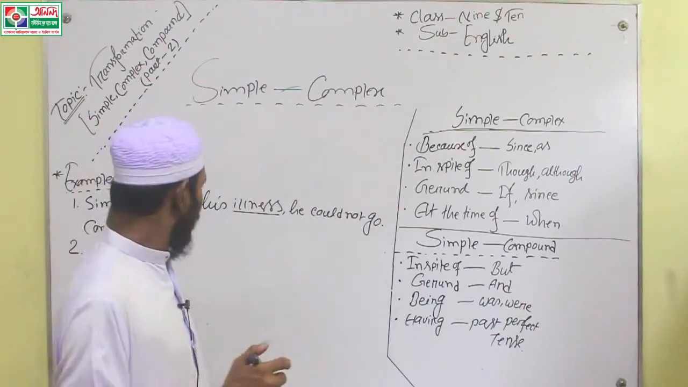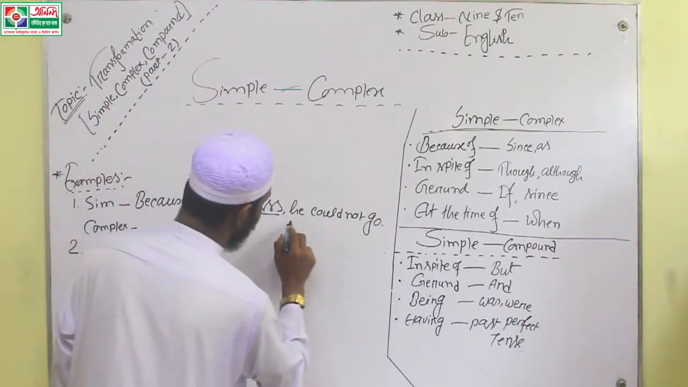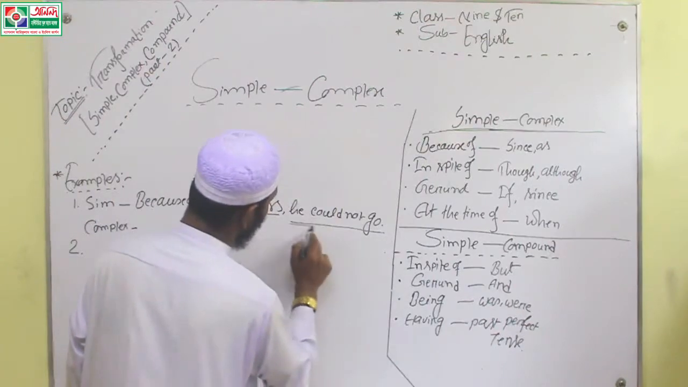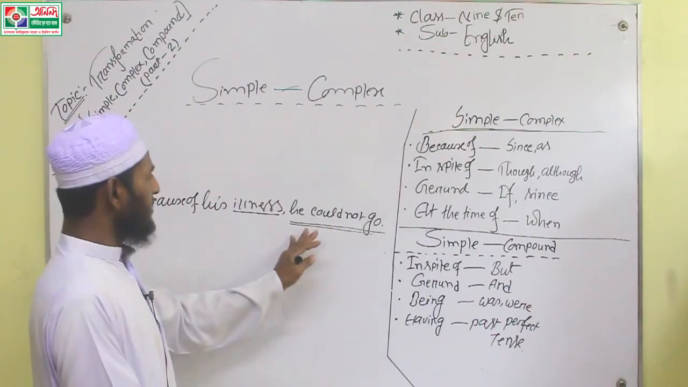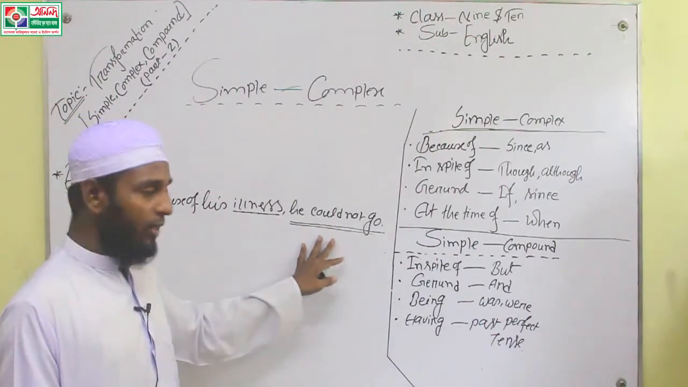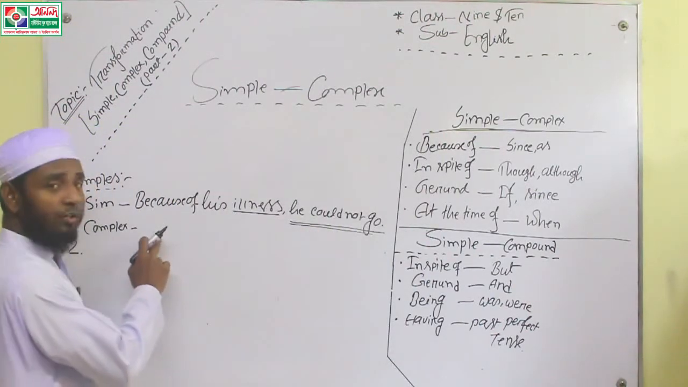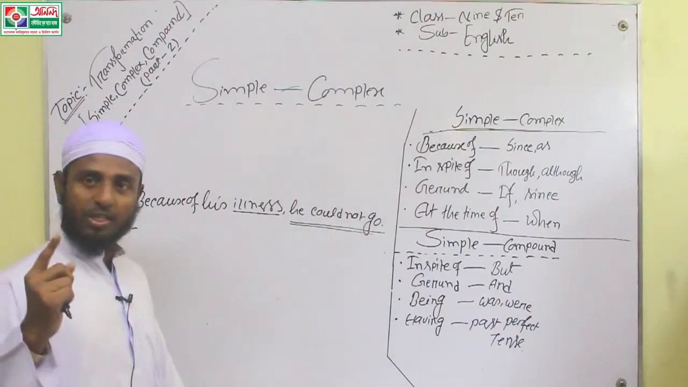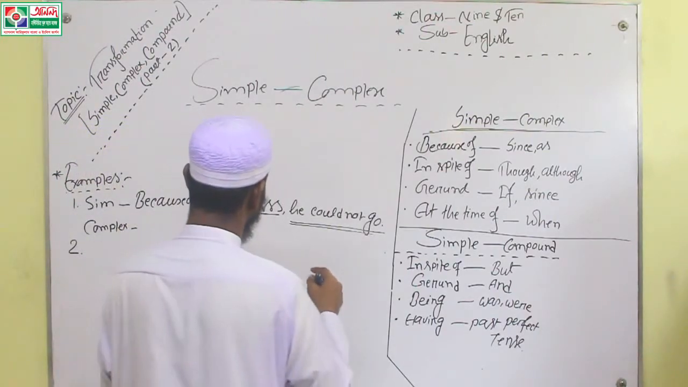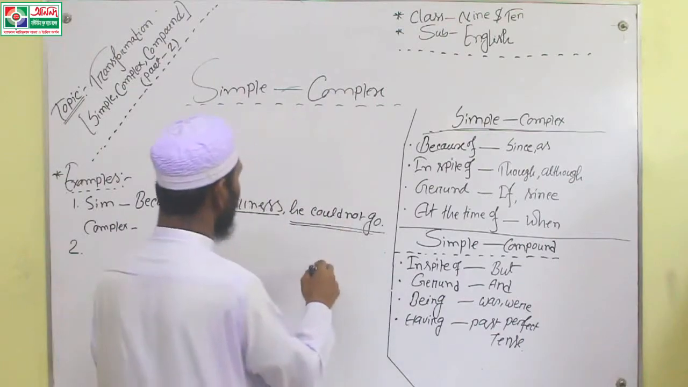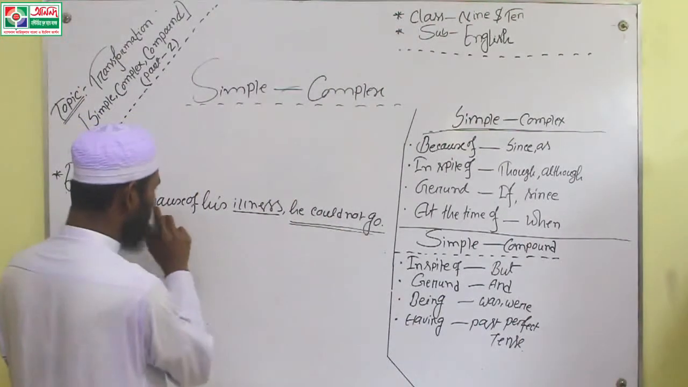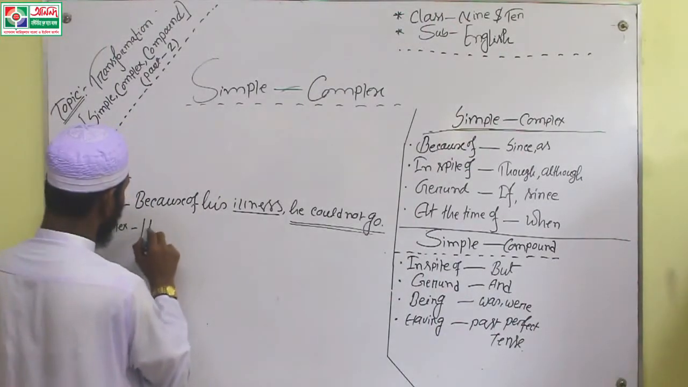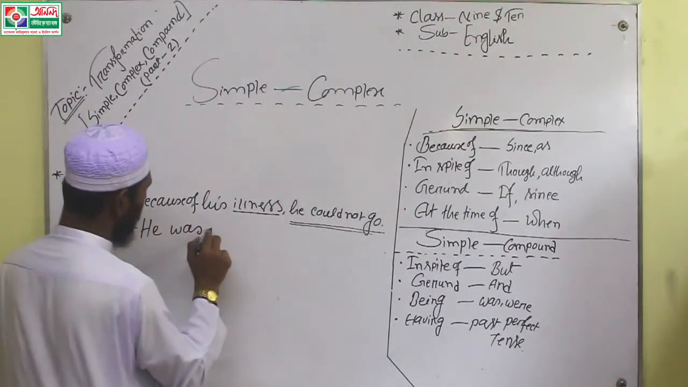This is past indefinite tense. He couldn't go is past tense. As the sentence is in the past tense, you have to write it in the past tense, including a subject. Because of his illness, he couldn't go. So write, he was ill.